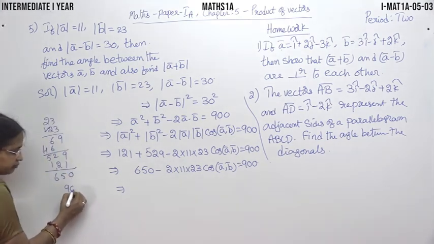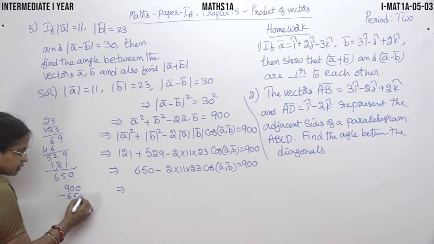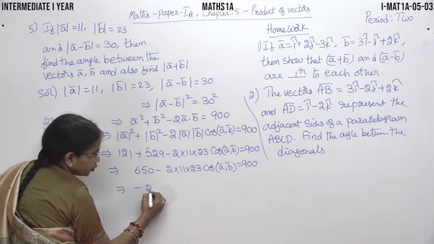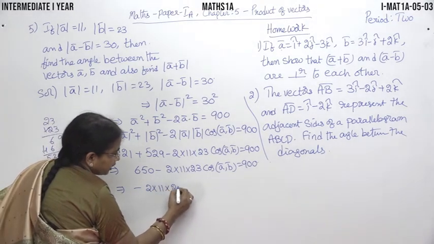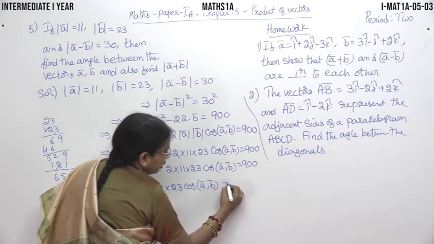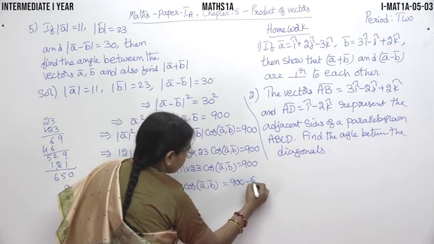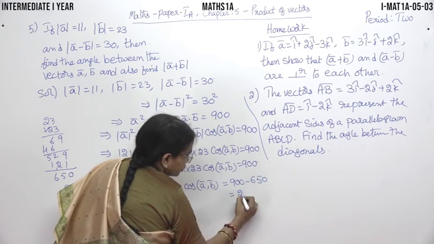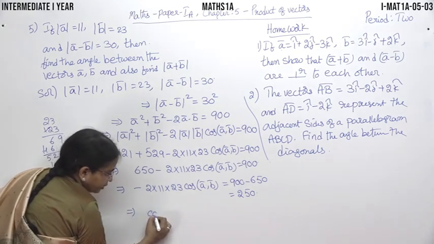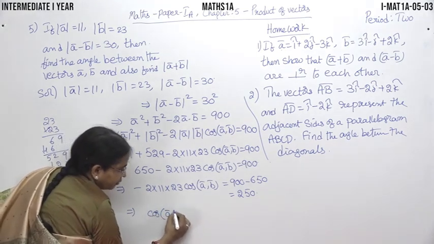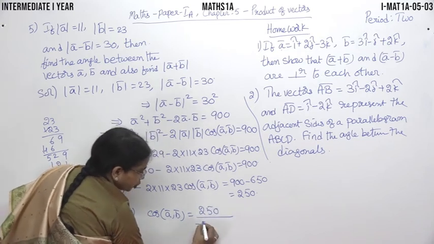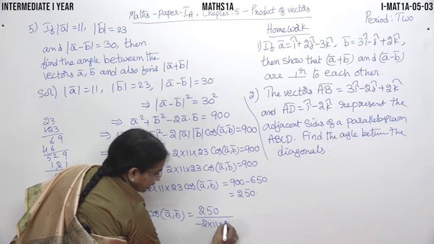900 minus 650 is 250. So you will get minus 2 into 11 into 23 into cos of angle between a and b is equal to 900 minus 650, that is 250. So now find angle between a and b. So cos of angle between a and b is equal to 250 divided by minus 2 into 11 into 23.